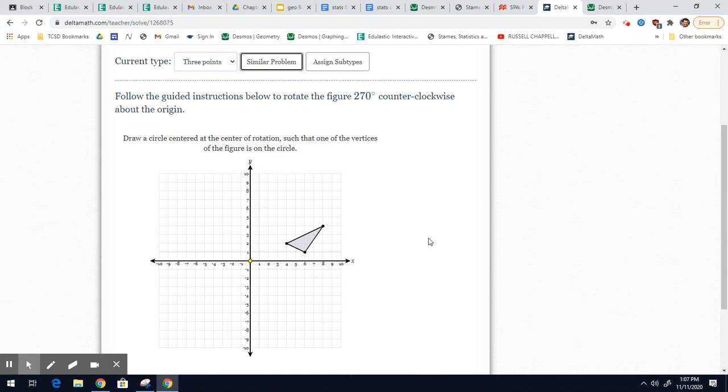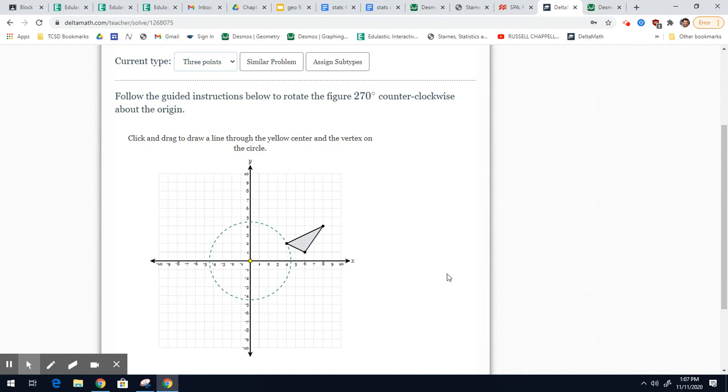So it says draw a circle centered at the center of rotation such that one of the vertices of the figure is on the circle. So notice that the center of rotation is the origin. It's said right here. So that's where the yellow dot is. And I'm just going to drag it to the closest point. I'm going to click and drag to the closest point. And there, what I've done is I've made a circle. And this circle has a point on the circle that's also on the triangle.